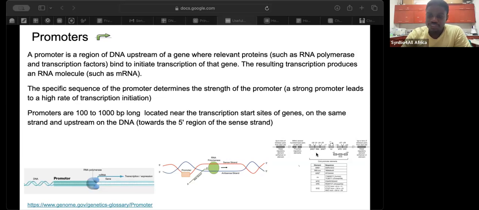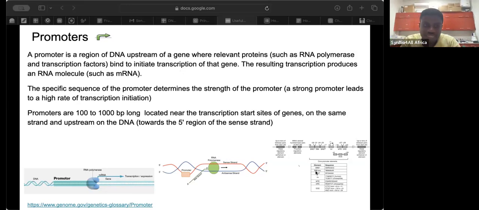I'm not going to bore you with all these things, but even in a promoter, there are elements in every promoter, right? A study has been done for a while now, and you see in the box down here, we have the elements and then the sequence. The most studied of these elements in every single promoter is what we call the TATA box, right? It is located approximately 24 to 31 base pairs upstream of the transcription site.